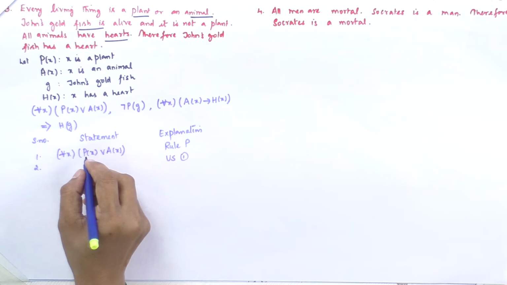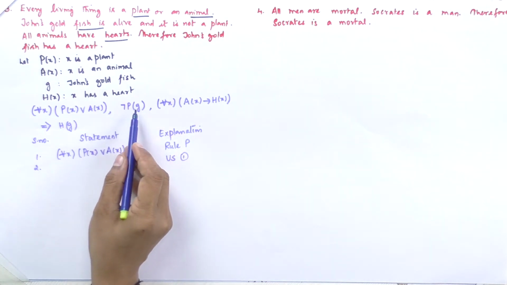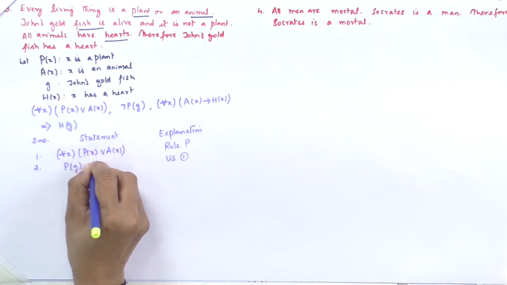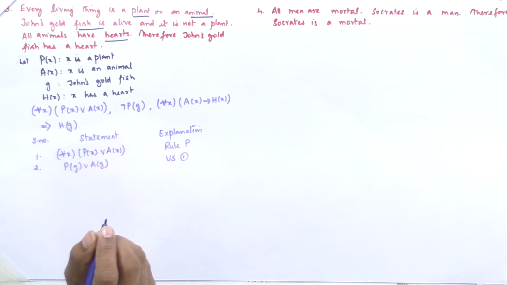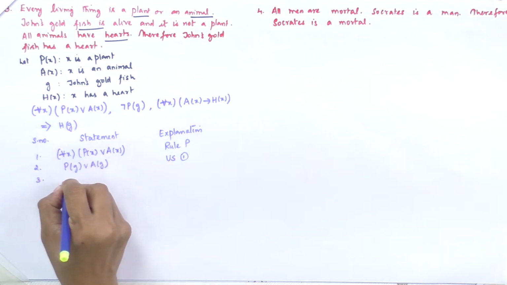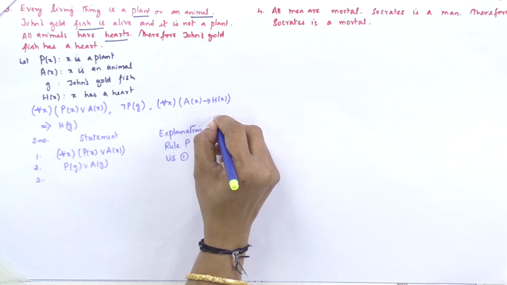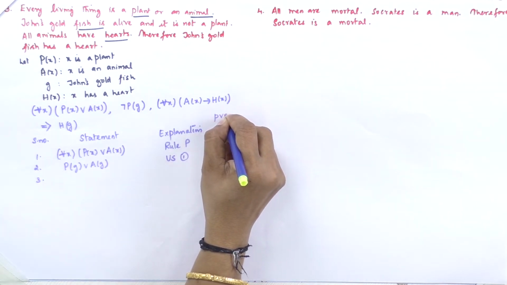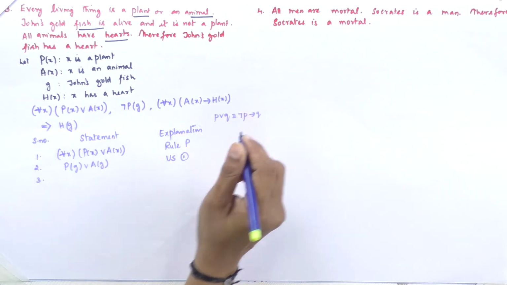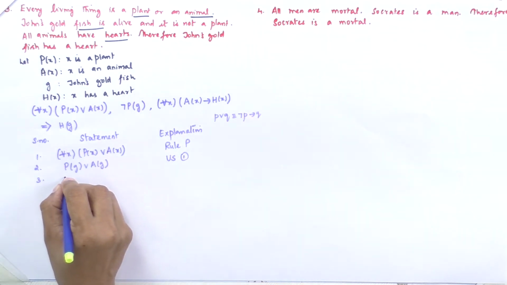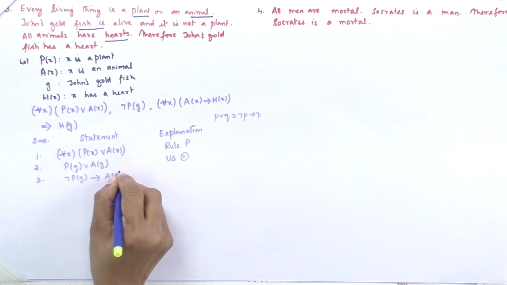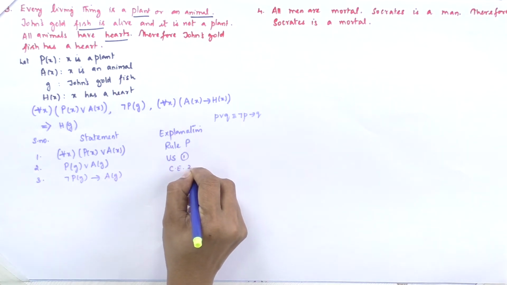So I'll have to change it to a specific point, and the specific point here I've taken to be G. So therefore it is P of G or A of G, right? Now I can make use of the conditional statement and write it as, that is, if I have P or Q, it is equivalent to writing it as negation P conditional Q. So I can write it as negation P of G conditional A of G. This is conditional equivalence on 2.